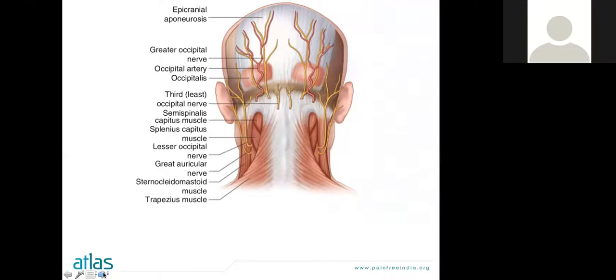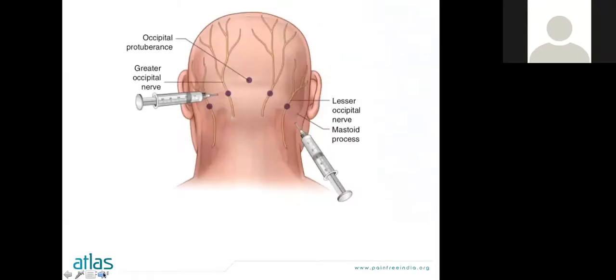Now, this is just a schematic diagram. You could see the occipital artery at the top. Medial to the artery is the greater occipital nerve, and lateral to the artery is the lesser occipital nerve. And you could see the muscle attachments. You have the trapezius, the sternomastoid. At the top, you have the semispinalis capitis, and just underneath the semispinalis is the splenius capitis muscle. This is a very common procedure that we do, the occipital nerve blocks.